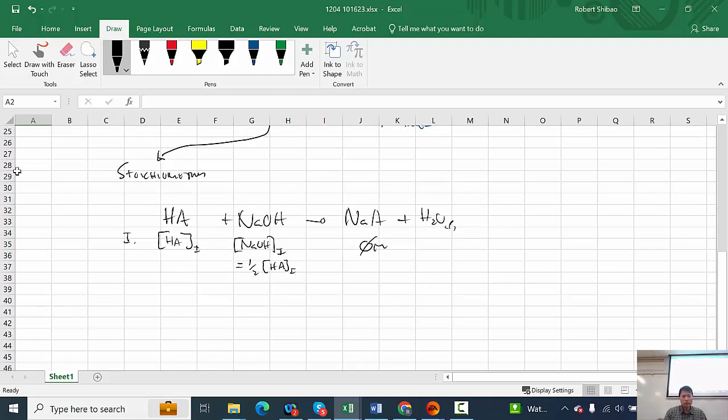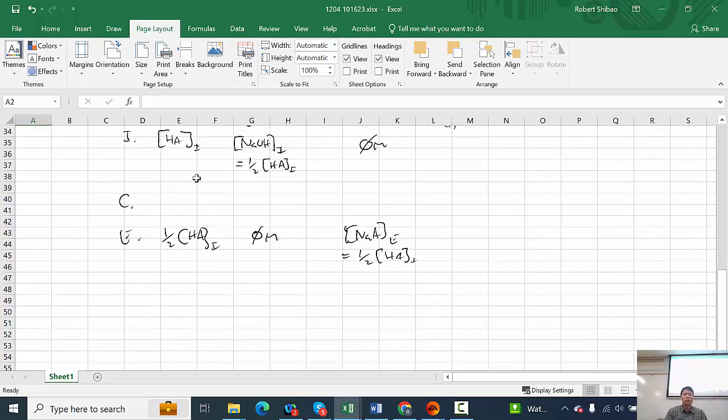So we end up with this situation here. The change is we're going to lose half of this acid, so only half of it is going to be neutralized. That means the other half stays unreacted. The sodium hydroxide is a limiting reagent. And then we're going to gain. So the concentration of NaA, the conjugate base, at the end of this first step is just equal to 1/2 the HA initial. So the situation comes up here that these two are equal.